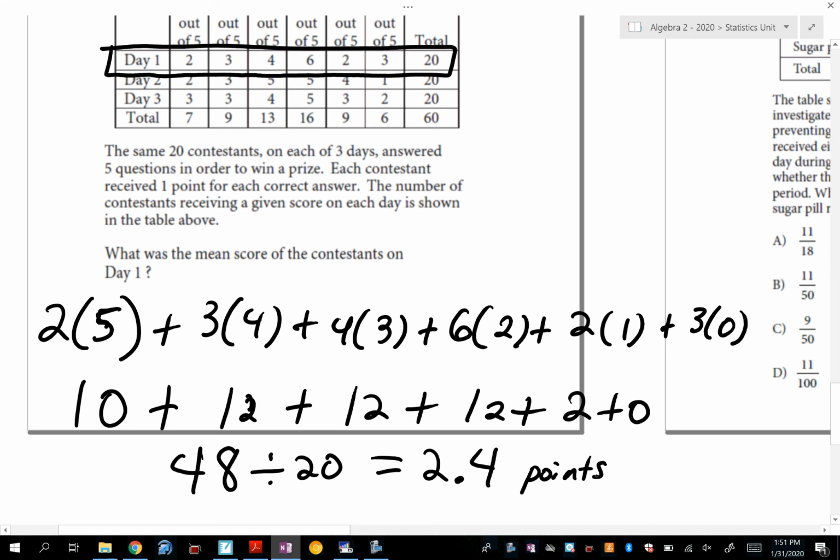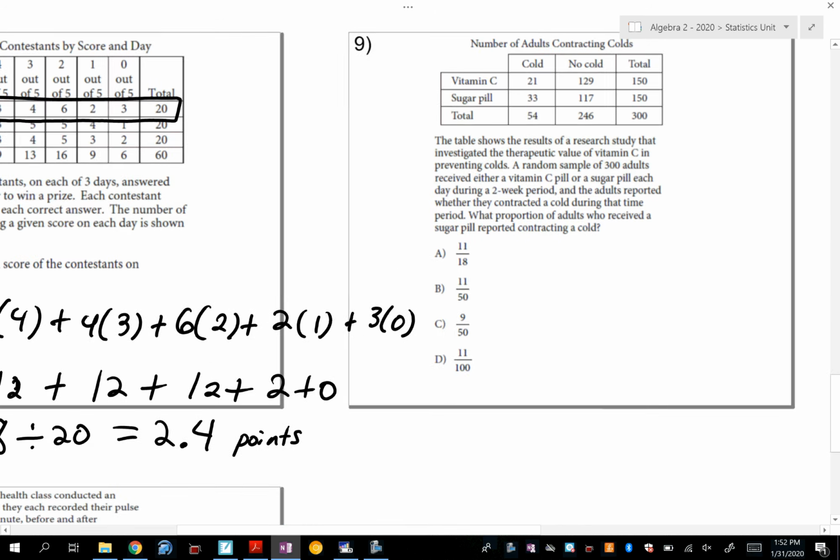All right, and this is one of those where you'd have to bubble it in. Please ask if you're at all confused, right? That's why I'm here. Okay, let's go to number 9.